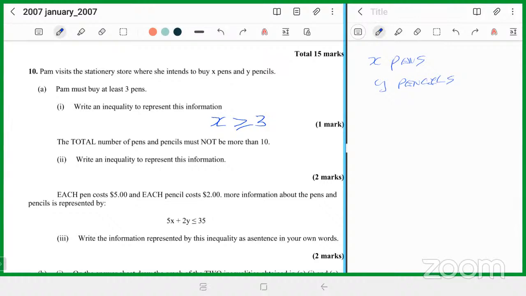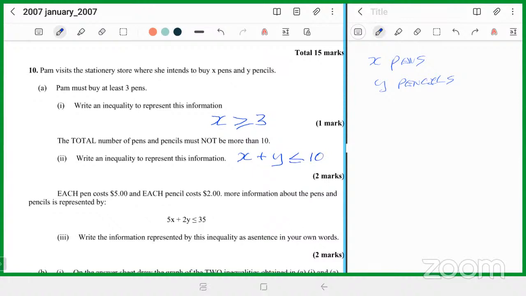Next part now said the total number of pens and pencils must not be more than 10. Can't pass 10. So the total is X plus Y, guys. X plus Y cannot be more than 10. It can be equal to 10, just can't be more. So that inequality is that the total pencils and pens that you buy must be less than or equal to 10. That's the second inequality.